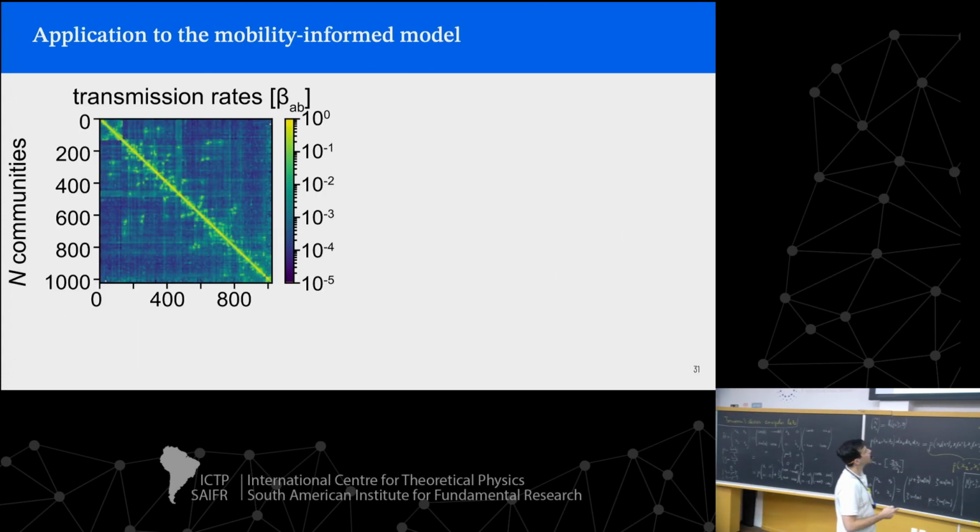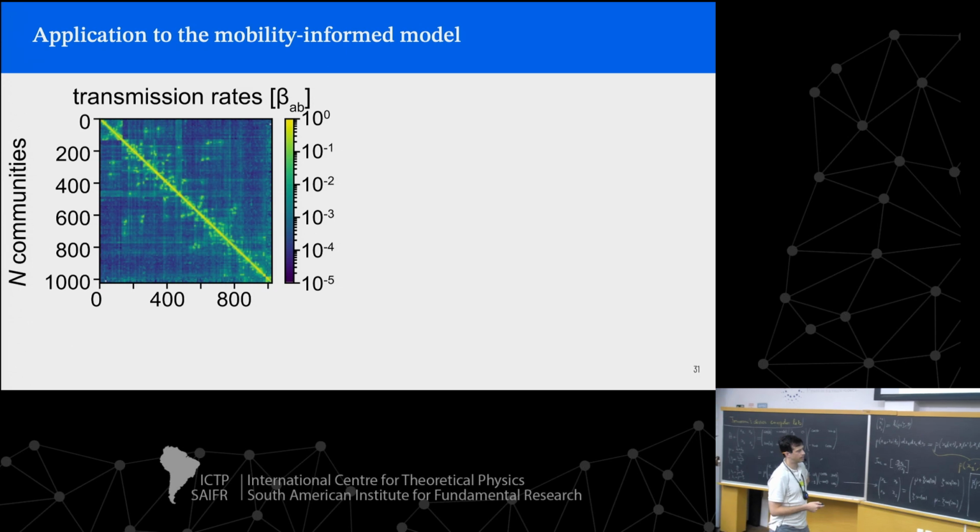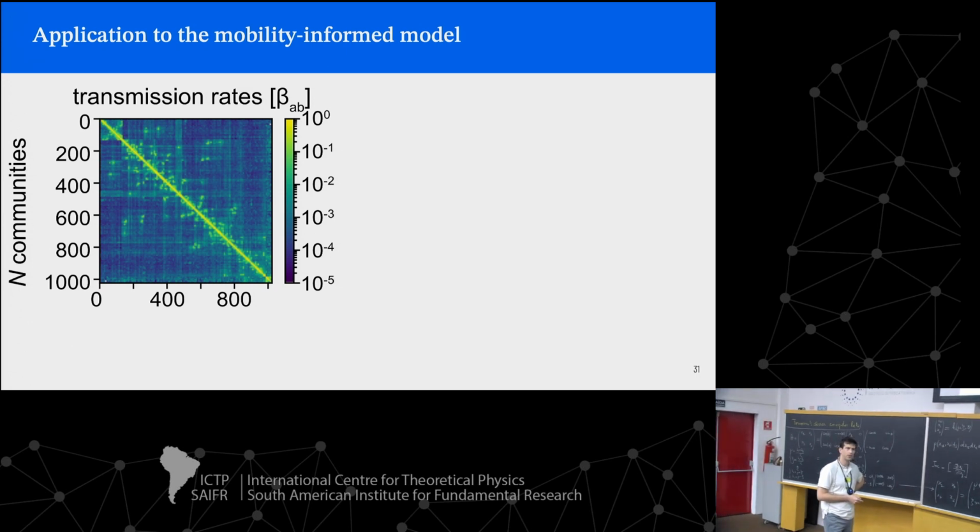Okay. So in the last 10 minutes, I'm just going to focus on the application to epidemiology. So this is the matrix I've shown earlier. What is, for example, the beta matrix we had when we were using the fluxes measured for the people moving around.